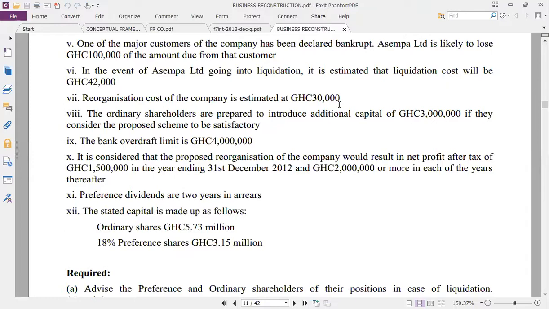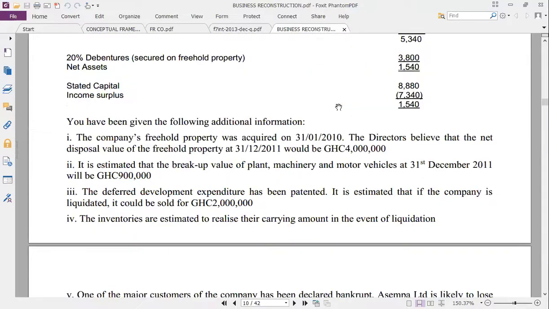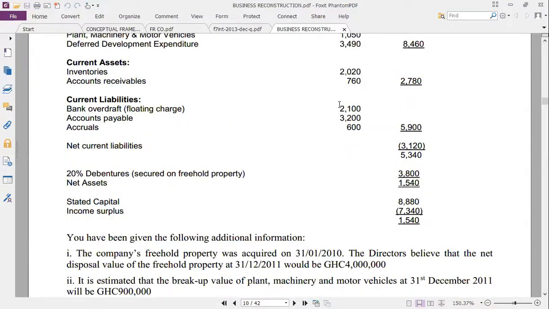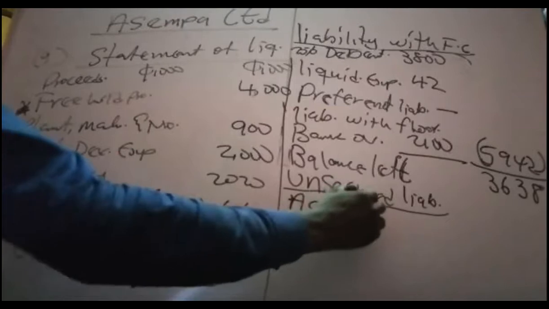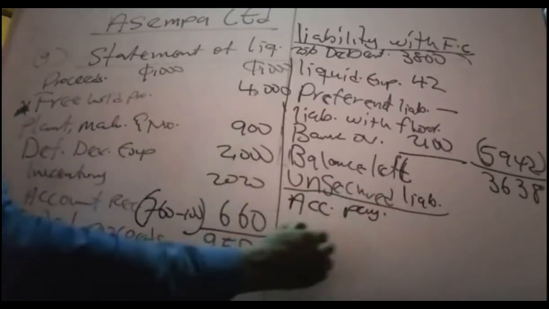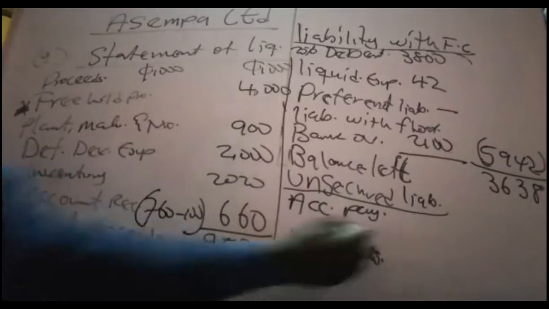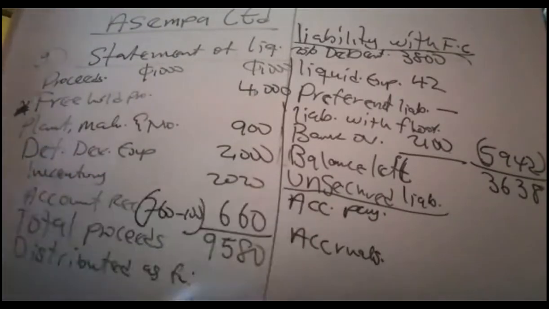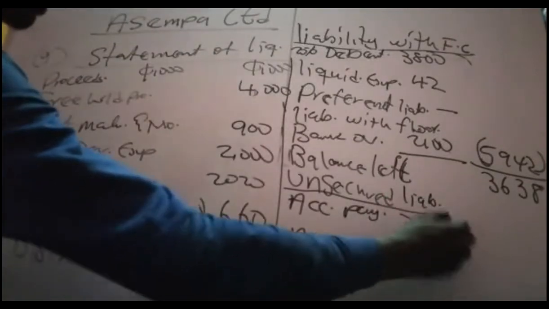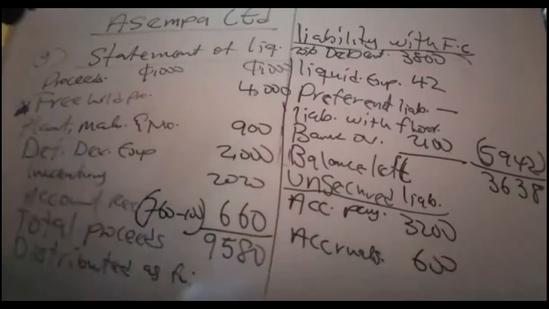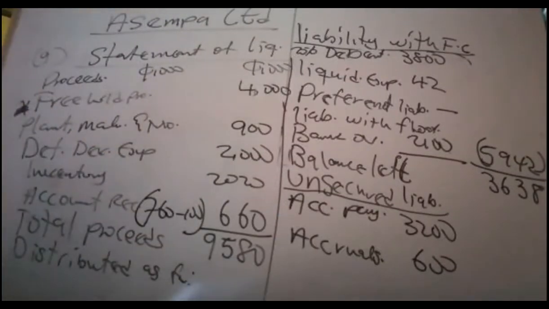So there are two items here. We have to list them. Only two items left, accruals and account payable. So 3,200 and 600, right? Perfect. So let's go and write account payable, and I write here accruals. Now, if you put the amount together, don't write this. 3,200, and here 600. That will give us 3,800.